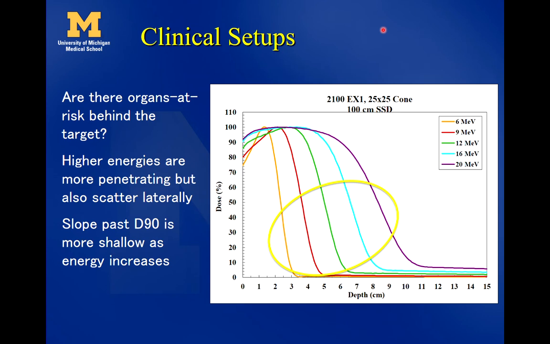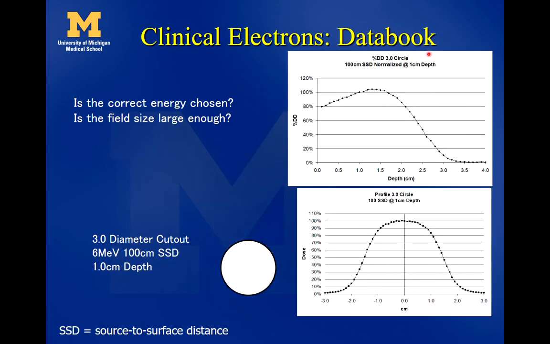For clinical setups, are there organs at risk behind this electron beam? If we're typically treating in the Dmax region of this beam, how quickly does the dose fall off? You can see that for the 6, 9, 12, 16, and 20, the slope of that dose falloff changes. It's not dropping off as quickly as it used to. So that's another thing we need to consider when we use an electron beam.